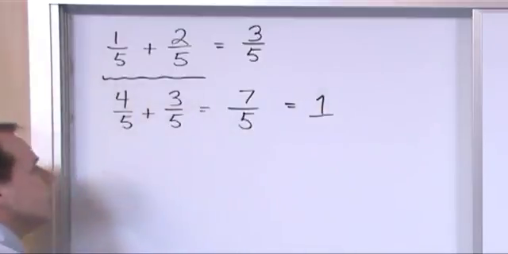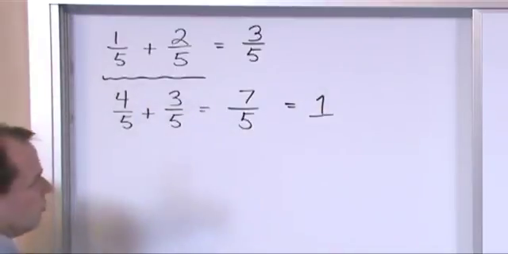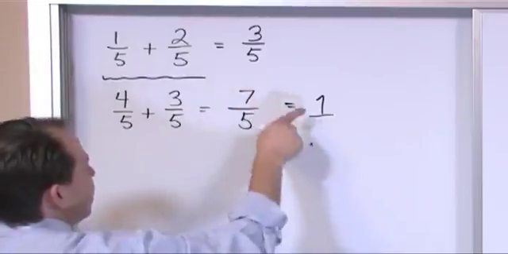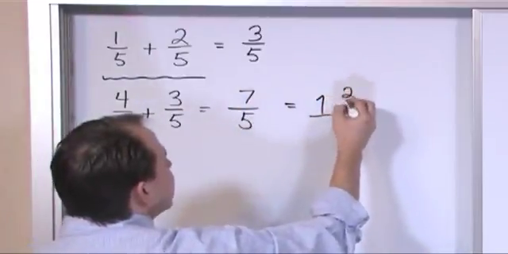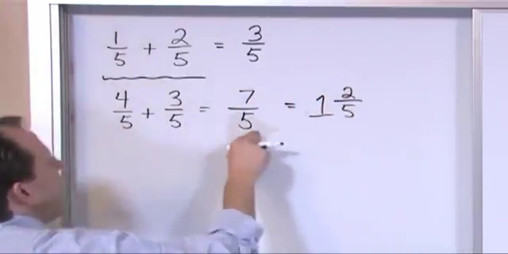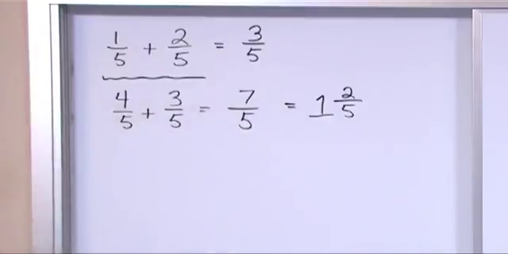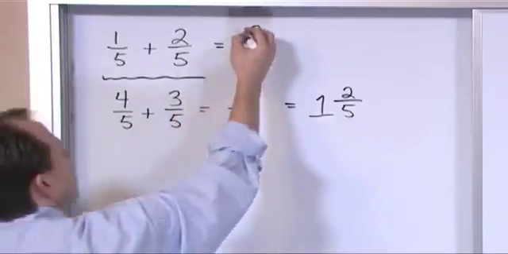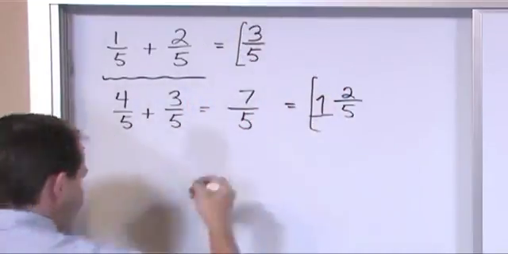We'll go 1 time. And so 1 times 5 is 5. The difference between 7 and 5 is 2, so your remainder is 2, and you always write it out of 5. We've done that before in previous sections, so 1 2/5. So here's the answer to this problem.